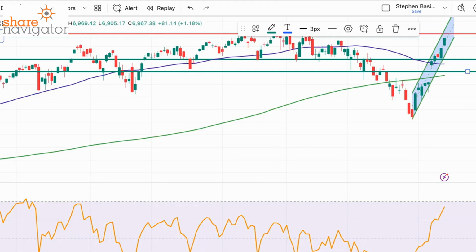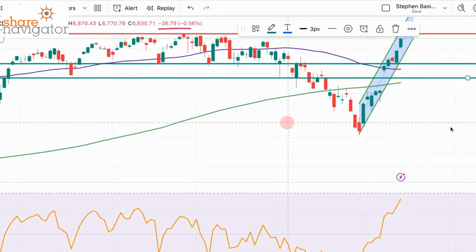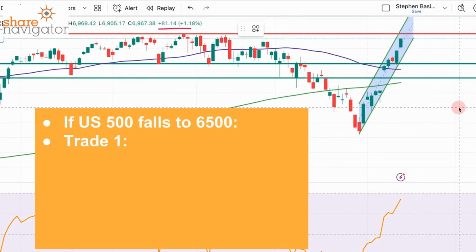Let me bring you back to the chart here. Well, if you look at here, if, for example, the S&P 500 fell down, I don't know, let's pick a number, magic wand stuff, to 6,500.